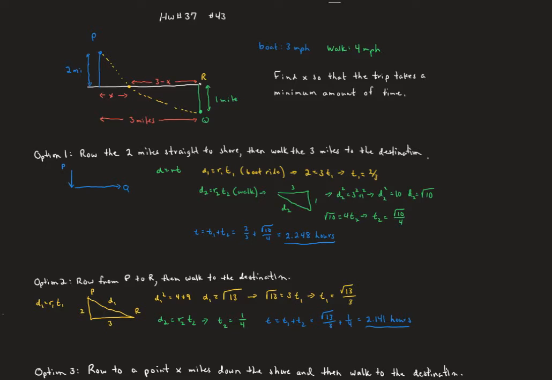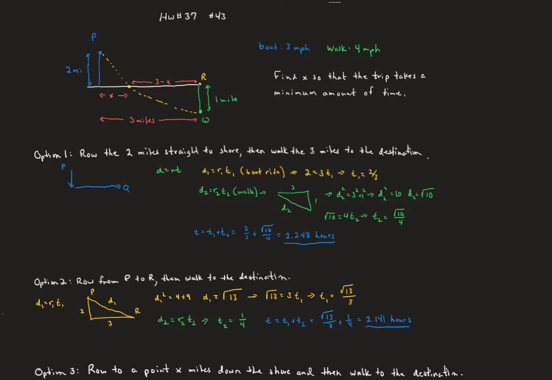We've labeled this a little bit. We have P, Q, and R, which is the point on the shore right where Q is, 3 miles down from where P is. We're going to look at some different options. Option number one is to row as little as possible: row straight to the riverbank, following that blue path, and then once we're on shore, walk to point Q.